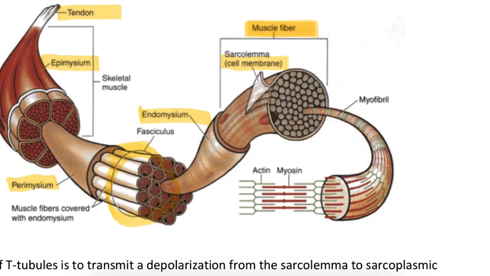Next, inside the sarcolemma you can see the myofibrils. Myofibrils are the contractile elements inside each muscle fiber. They run in parallel along the length of the muscle fiber and are composed of repeating units called sarcomeres.